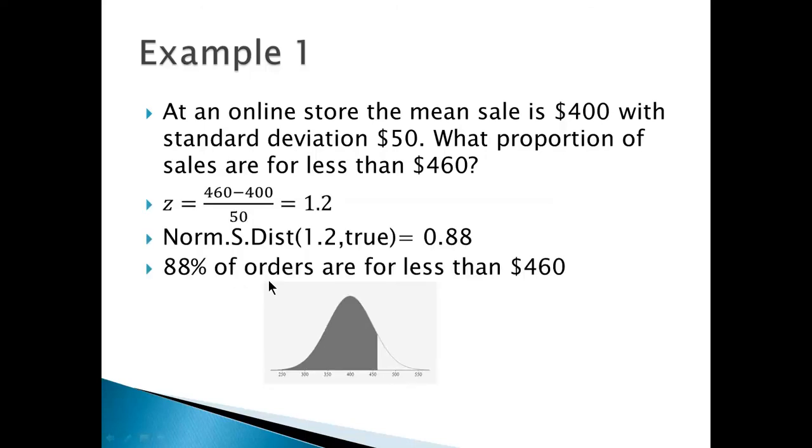So first, we standardize. We find the z-score for 460. 460 minus 400 over 50 is 1.2. Then we go to the Excel function, norm.s.dist. Here's the 1.2. And true, it wants true for technical reasons. Don't worry about it, but just always put in true. And we get 0.88. So 88% of orders are for less than $460.